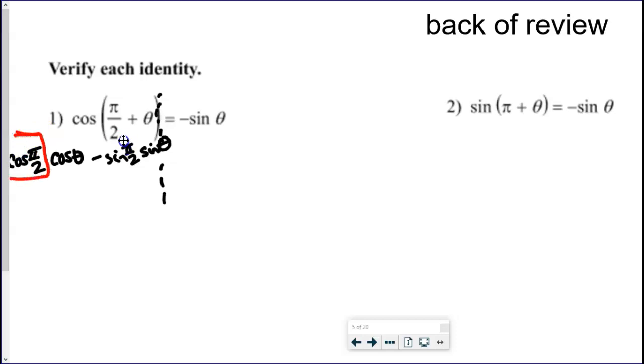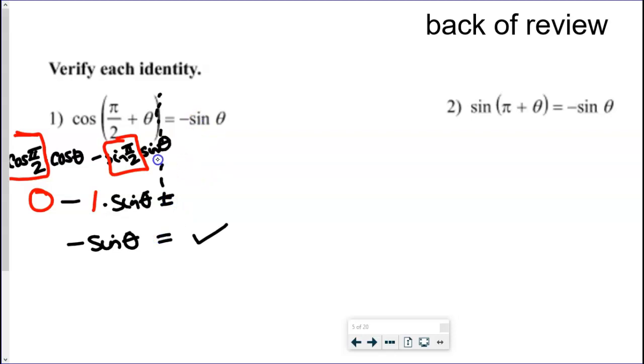All right, so this guy and this guy are evaluations straight off the unit circle. The cosine at pi over 2 is 0. So this whole term is 0. And then you have a subtraction, and then the cosine at pi over 2 is 1. And you're multiplying that by the sine function. So 0 minus sine is negative sine. So there's not a lot to that identity. If I was very good at keeping track of my work, I would have put equals negative sine, and equals negative sine down the right-hand side.